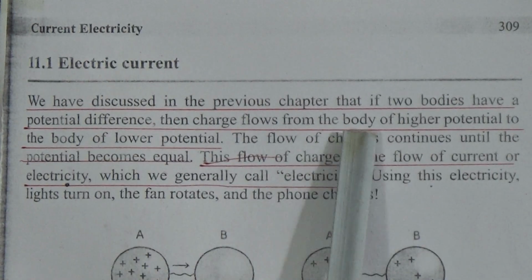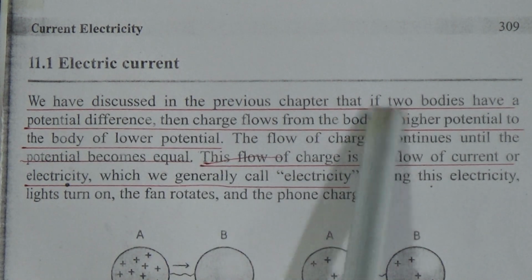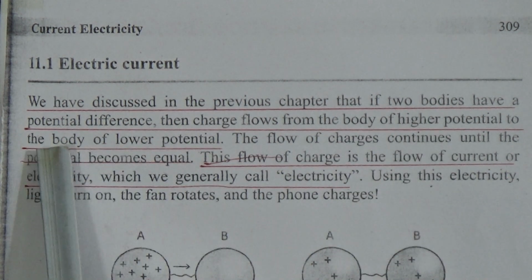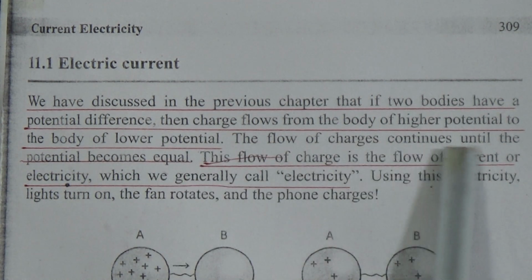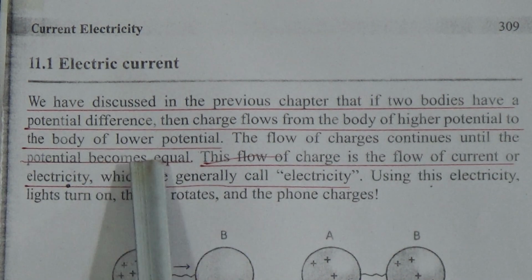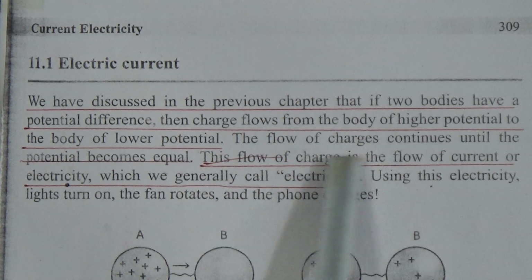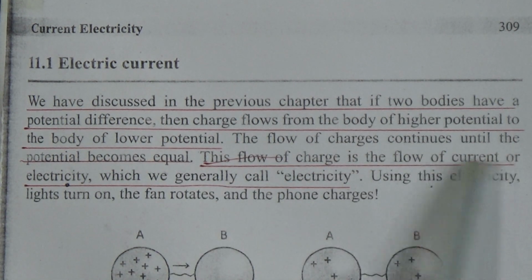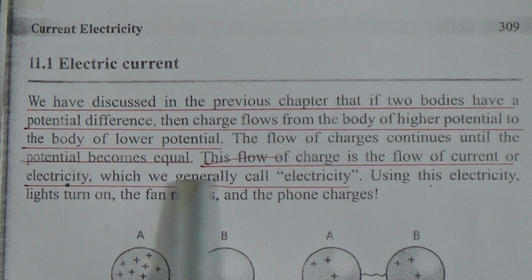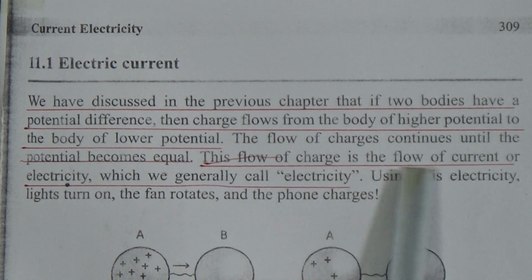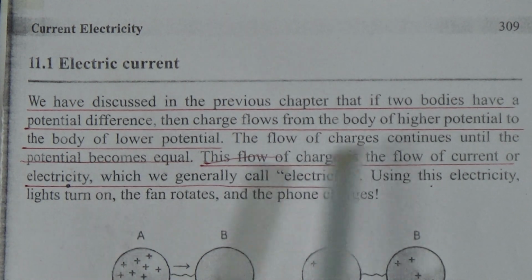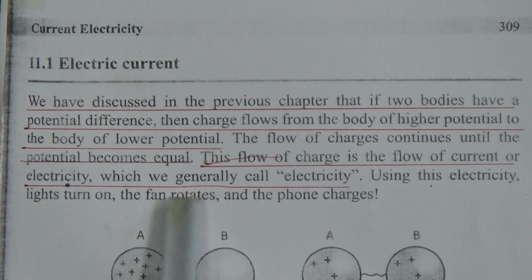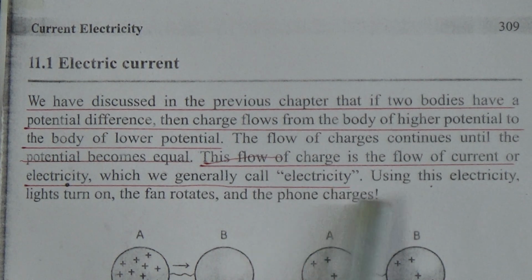Now, electric current. What is electric current? We have discussed in the previous chapter that if two bodies have a potential difference, then charge flows from the body of higher potential to the body of lower potential. The flow of charges continues until the potentials become equal. This flow of charge is the flow of current or electricity. So this is current electricity, which we generally call electricity.